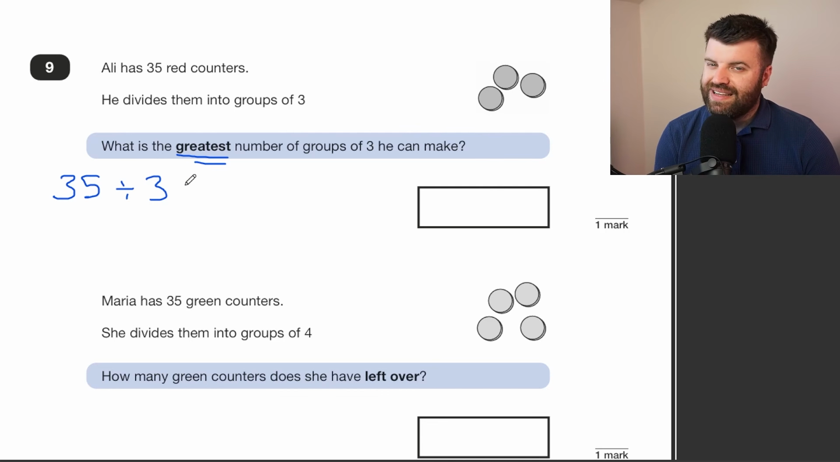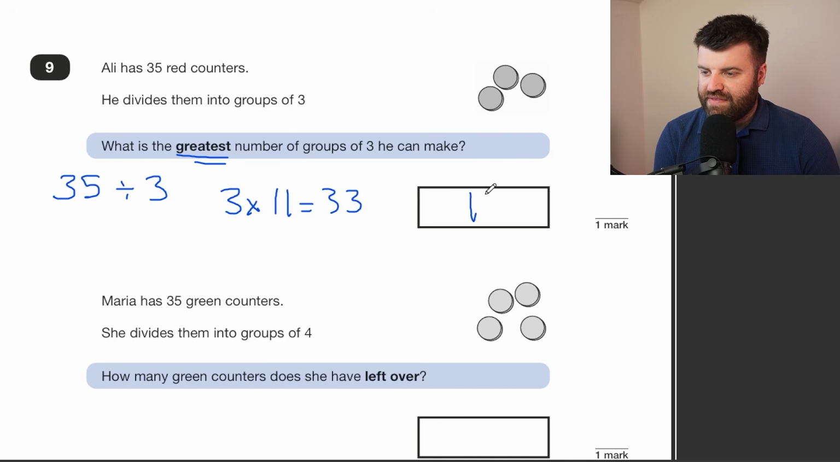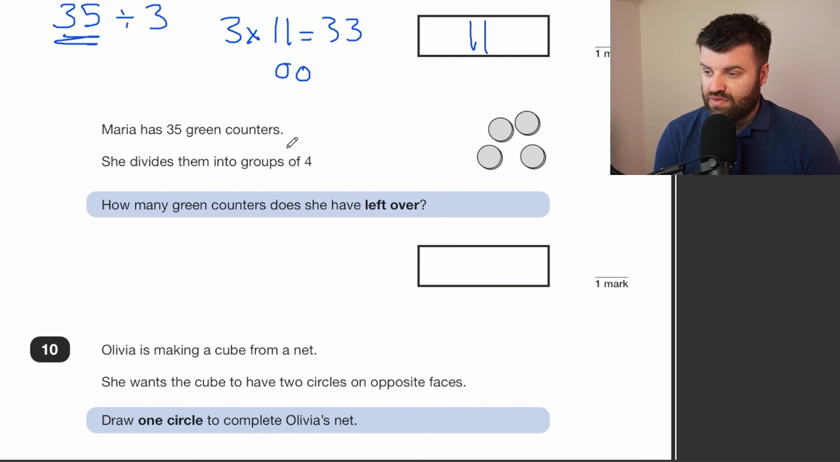Well, it's not going to go exactly, but I can still do this with a remainder because I know that 3 multiplied by 11 is 33. So I can get 11 groups of 3. 11 groups of 3 is 33. And I'd have 2 counters left over. I can't make another group of 3, they're just remaining. But the question asked me, what's the greatest number of groups he can make? If you have 35 counters, you can make 11 groups of 3.